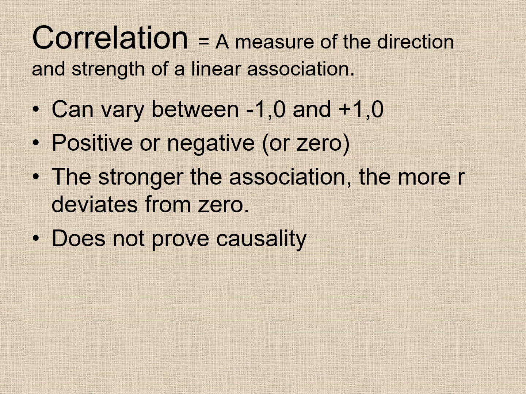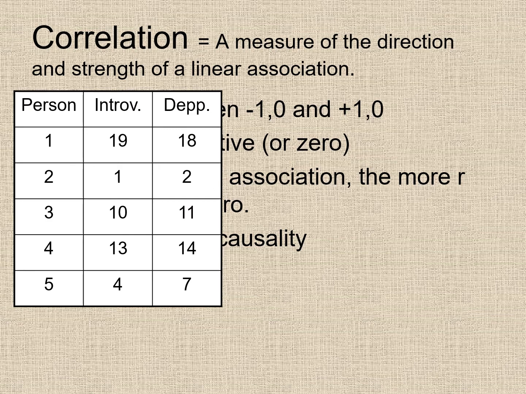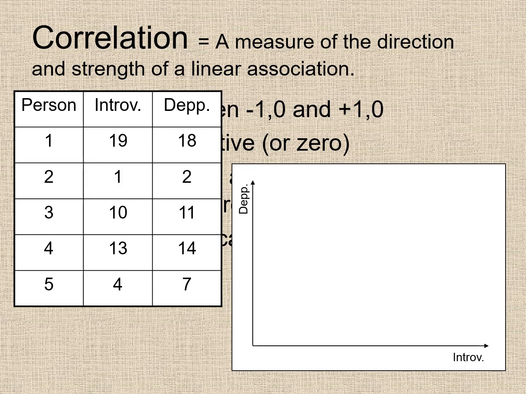So if we take an example, here we have a table with 5 persons with degree of introversion and degree of depression. So first person has a value of 19 on introversion and 18 on depression. So let's make a scatter plot. We put in the first person with a value of 19 and 18, and we see it here.